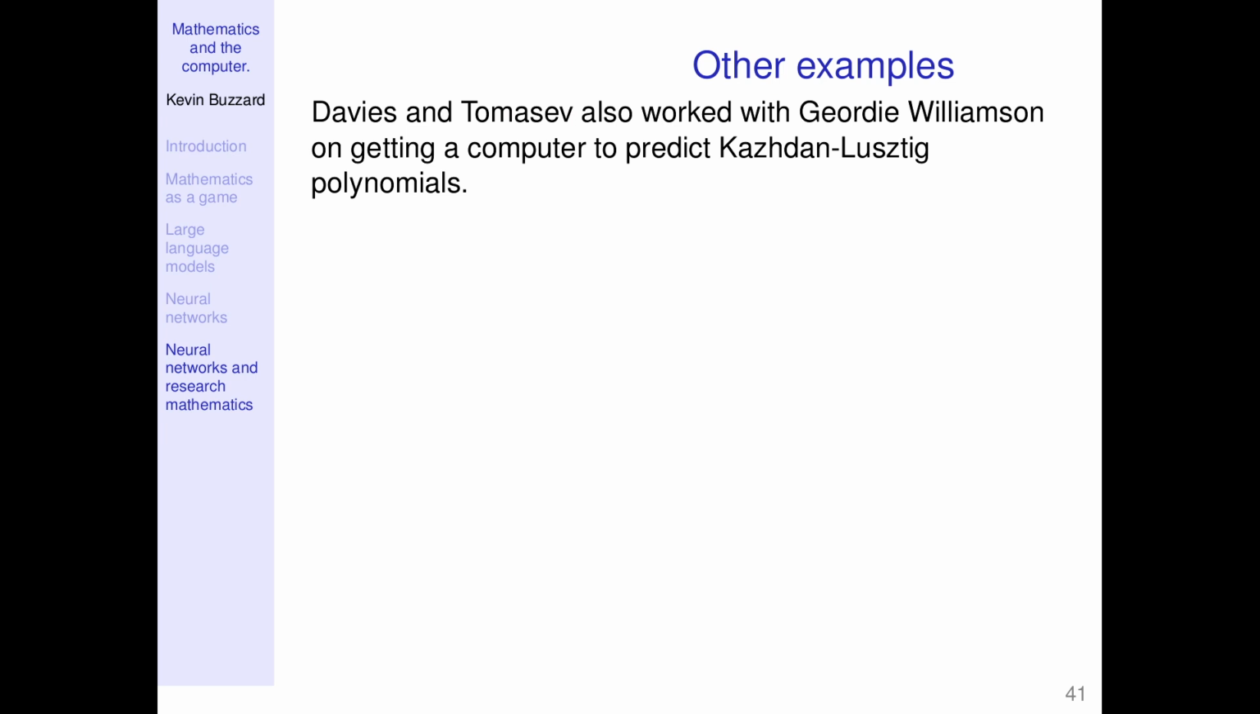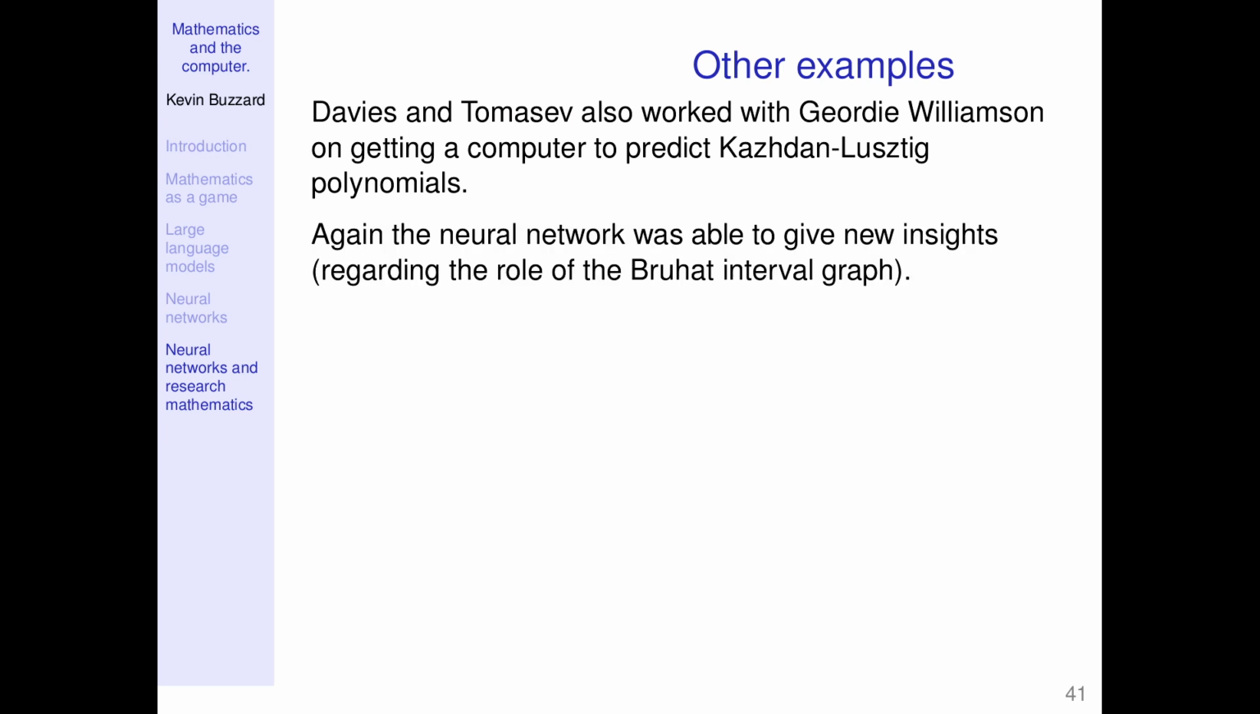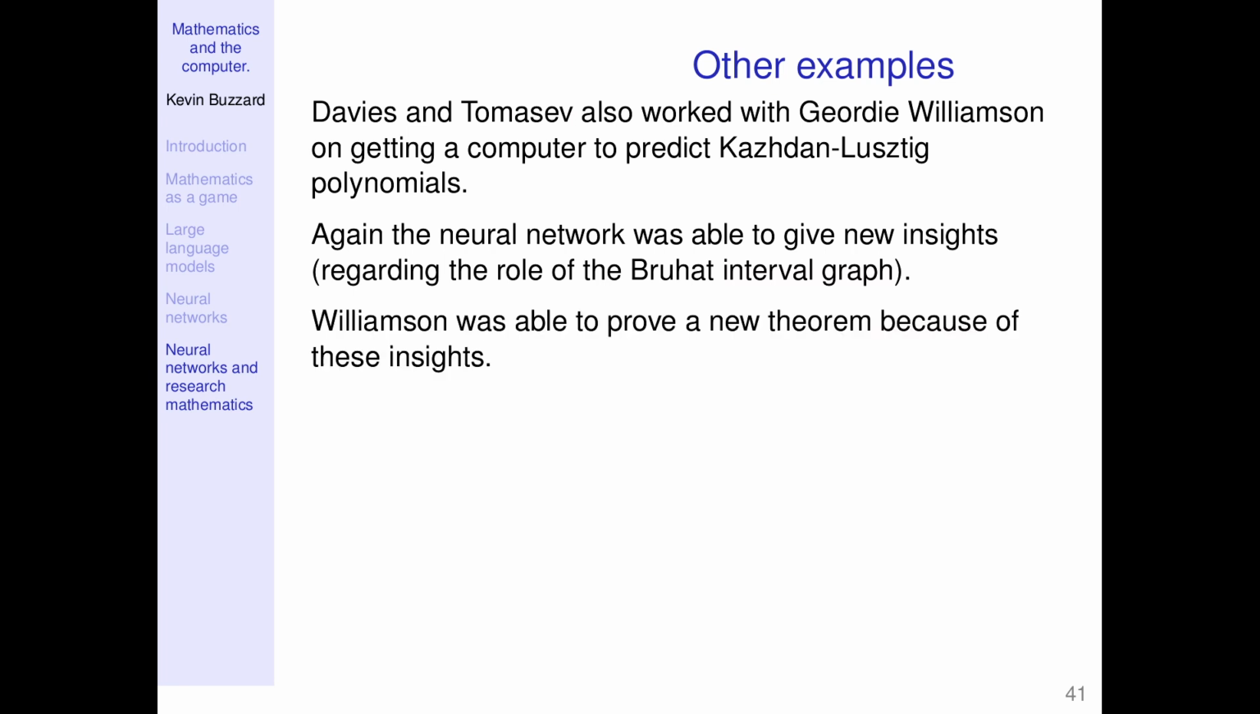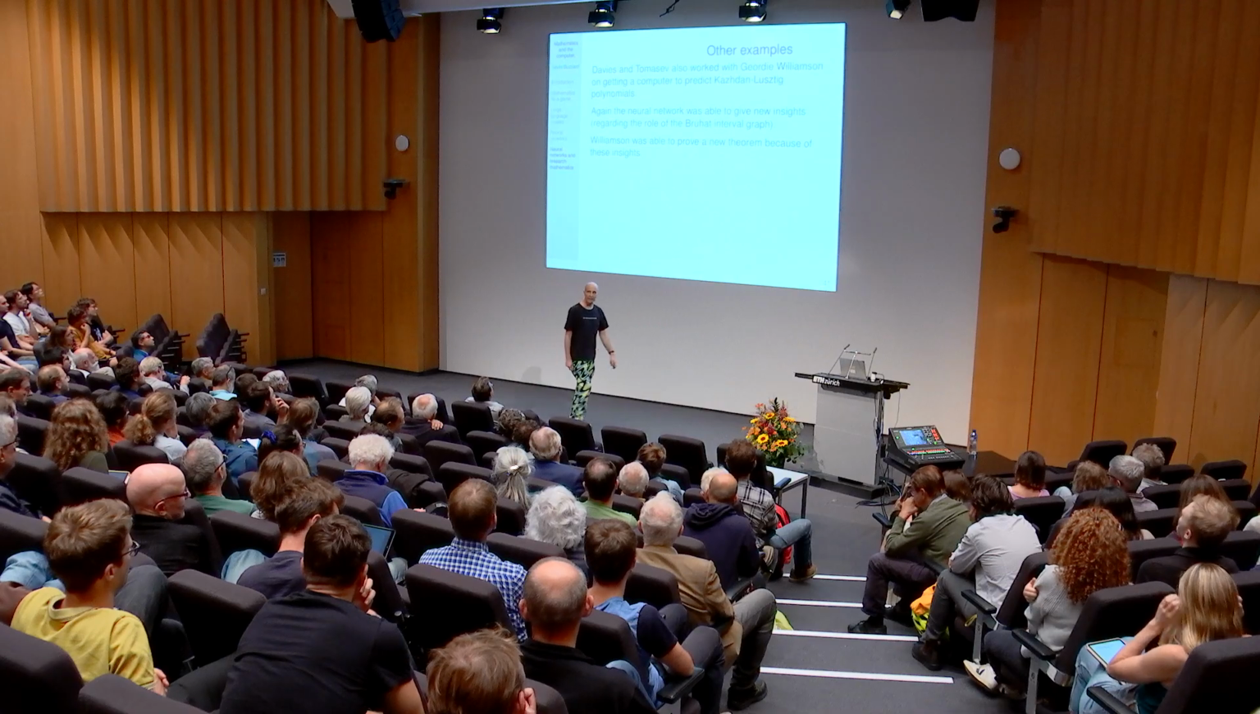Around the same time, the same computer scientists worked with Geordie Williamson, University of Sydney. He's interested in Kazhdan-Lusztig polynomials, and just the same thing happened. The question was, given some complicated combinatorial graph, the Bruhat interval graph of a pair of elements of a symmetric group, you're supposed to be able to see the Kazhdan-Lusztig polynomial somehow. The network pointed out various things happening in the graph that were not known by humans to be important. But the computers got very excited about them, and then Williamson stepped back and tried to work out what was going on, and came up with a new theorem.